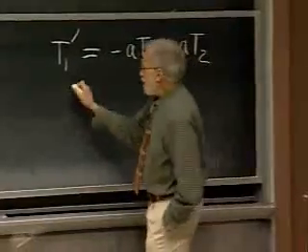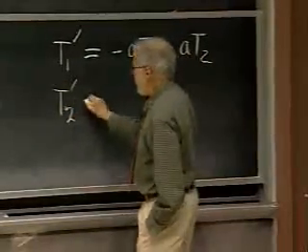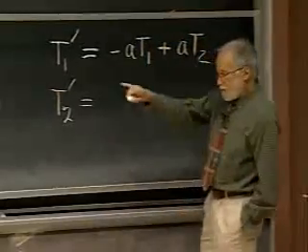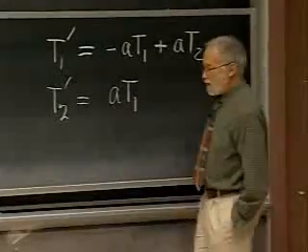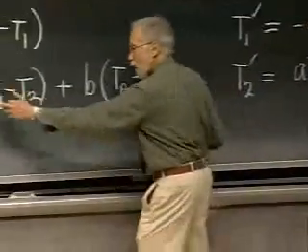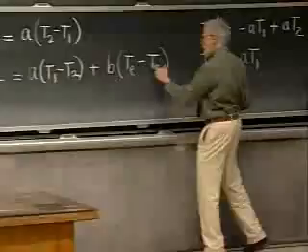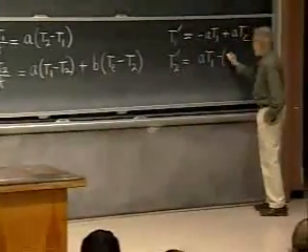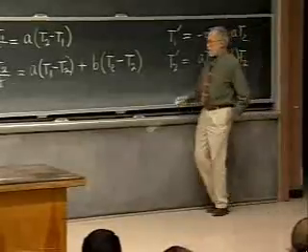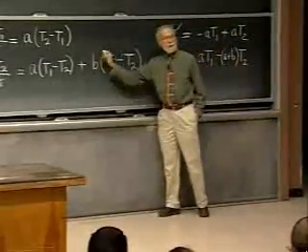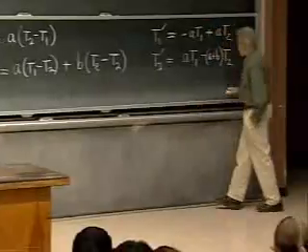And the same law for the second one. It must come in the same order. Now, the coefficient of T1, that's easy. That's A times T1. The coefficient of T2 is minus A minus B. So minus (A plus B) times T2, but I'm not done yet. There's still this external temperature I must put into the equation.